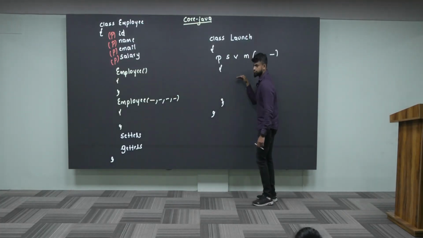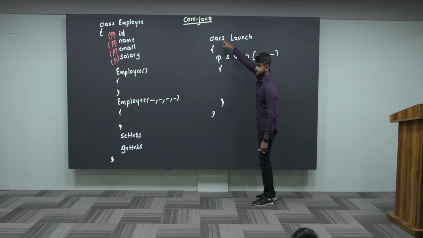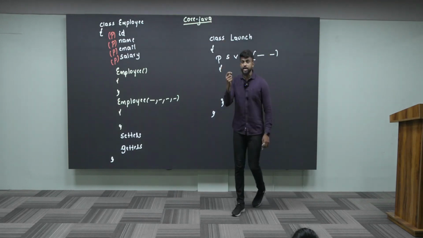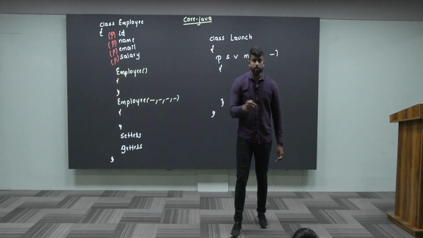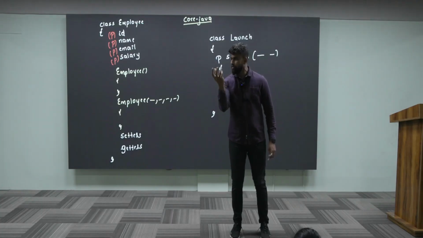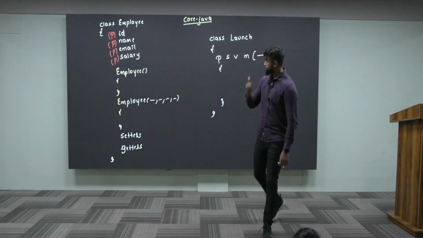I have to create an object here. For that, who is he? Core Java. Who is the heart? JVM. You should invoke JVM, because he is the person who will maintain all the objects, create all the objects. Now I should invoke him.